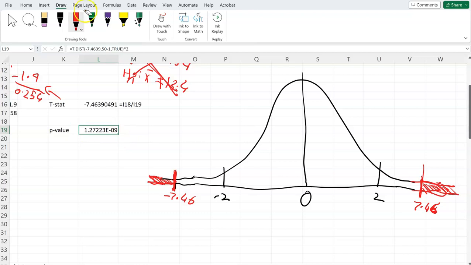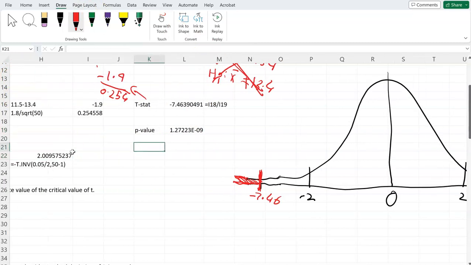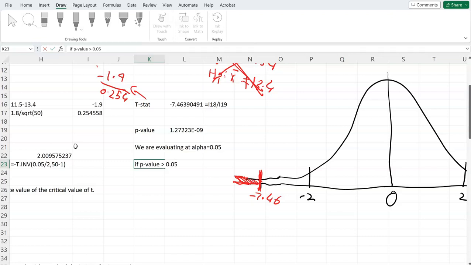Now this number, as we can see, is very small, and we are evaluating it at alpha equals 0.05 according to the question. So this is basically saying that if the p-value that we calculated is greater than 0.05, we do not reject the null.